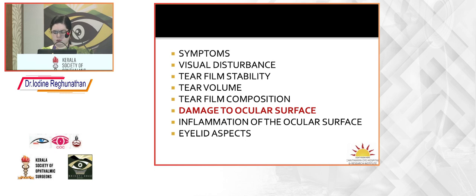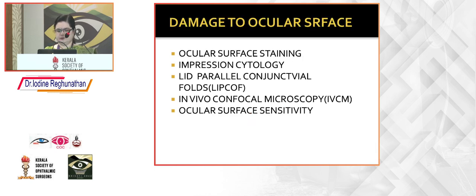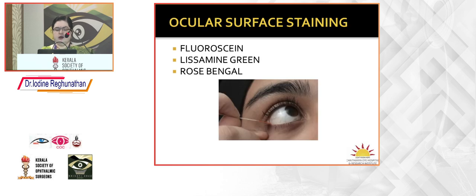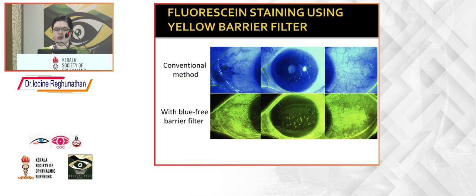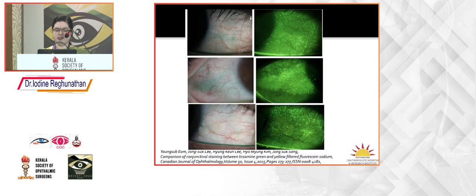Now coming to damage to the ocular surface. It's ocular surface staining, classically described for the cornea with fluorescein and for the conjunctiva with lissamine green and rose bengal. However, with the use of a yellow barrier filter, fluorescein staining is said to be more sensitive than the conventional method. Even for conjunctival staining, it is more sensitive than lissamine green, with the advantage that just one dye needs to be used and no vital staining is required.